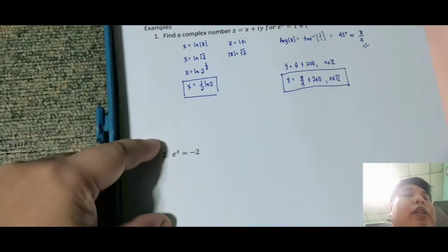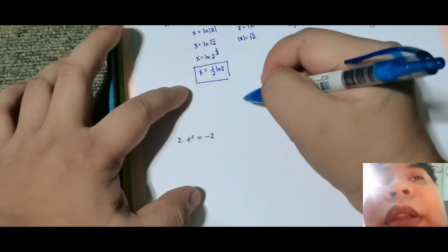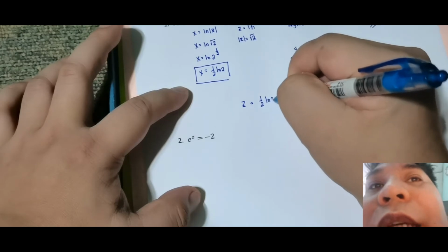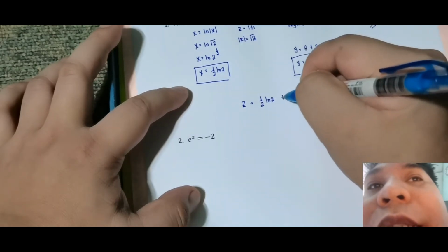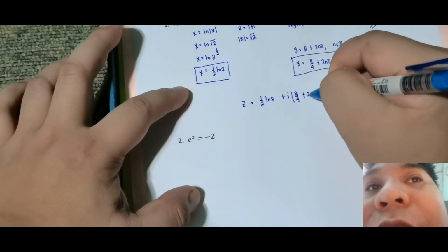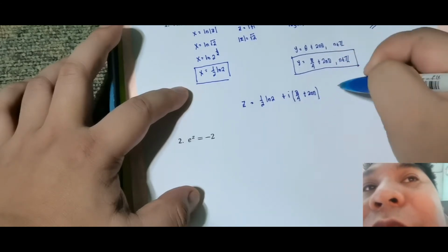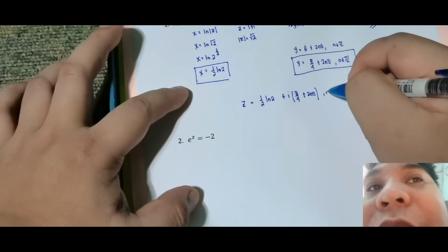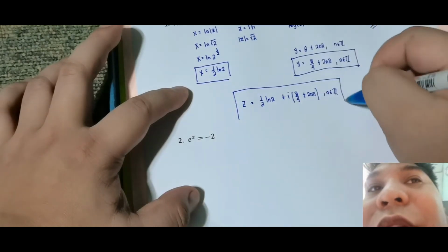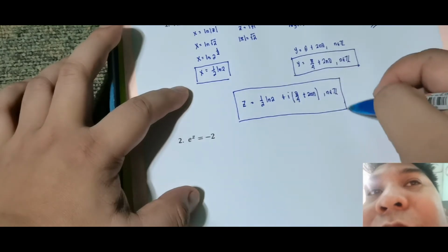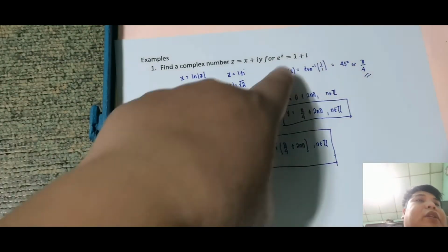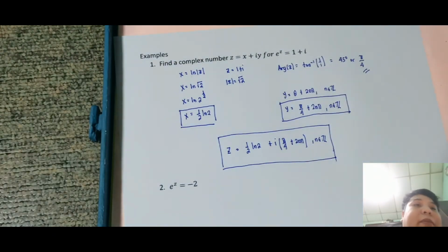Okay, so therefore what is the z? Z is equal to 1 half ln of 2 plus i multiplied by π over 4 plus 2nπ. Okay, then this is for n element of integers. So ito yung ating z. So ang sabi lang niya, pag e raised to something na ganito, ang sagot is 1 plus i. Yun lang naman sinasabi niya.